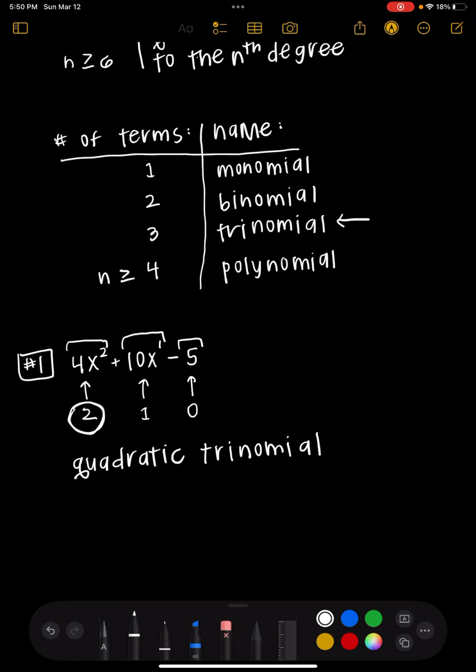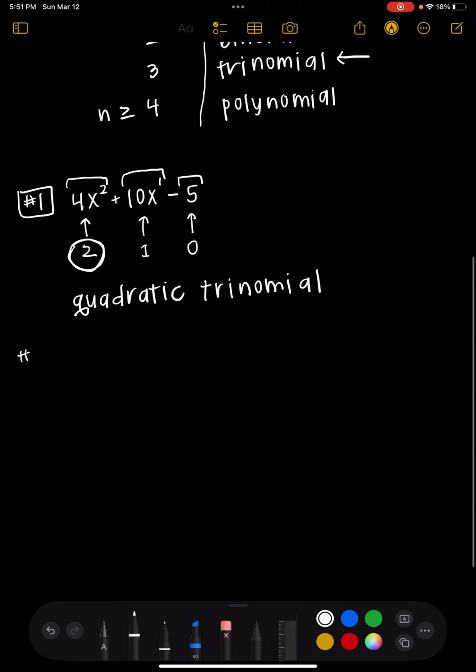And that's my final answer, my full answer. Okay, now let's look at the second example. The second example is 4x to the 5th plus 2x. So once again, I'm going to start with my degrees.